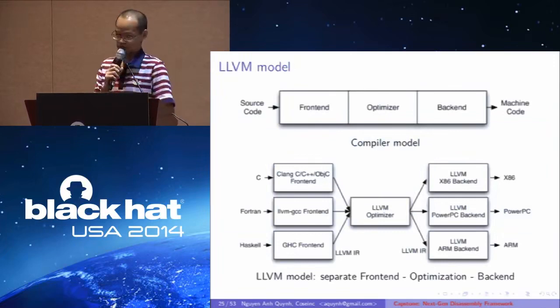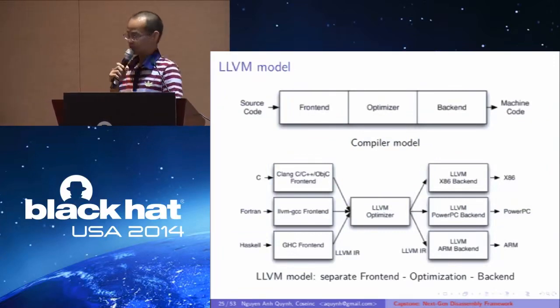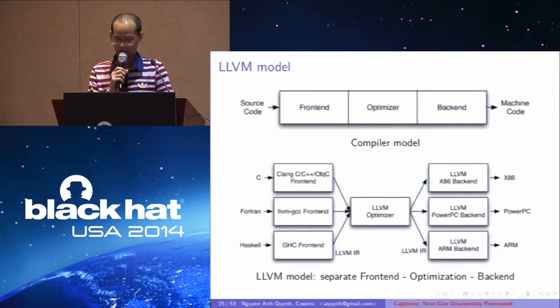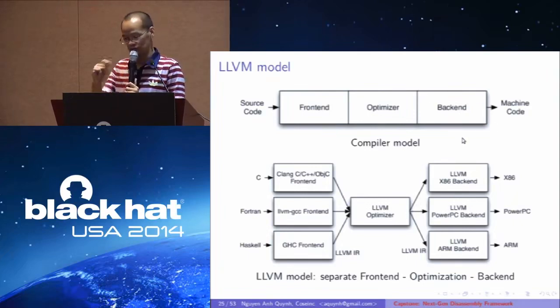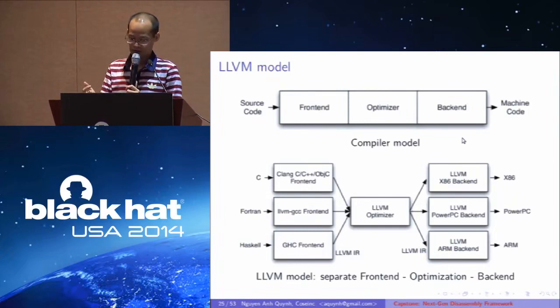So here's a quick picture of the model of LLVM. Like a typical compiler, it has three main components: front end, optimizer, and back end. So the idea is that you feed the source code to the front end, and the front end will compile the source code into some intermediate language, and after that, the intermediate language will be optimized by the mid-end component, and after that, the back end will compile the intermediate language to machine code.